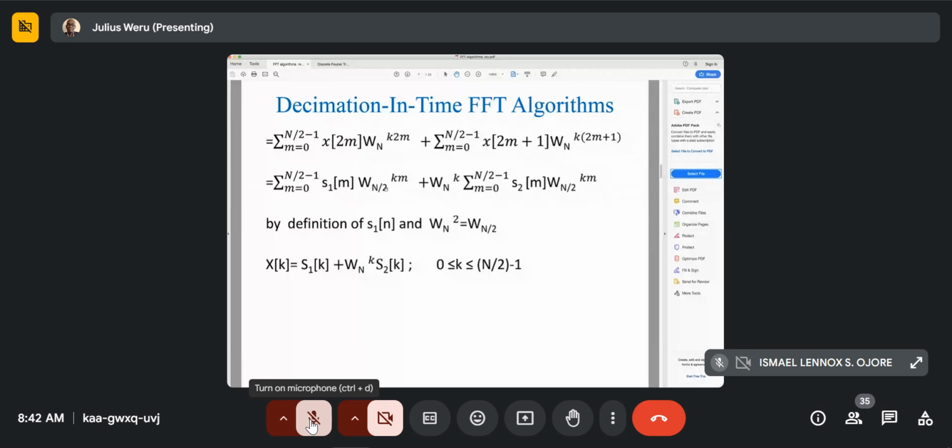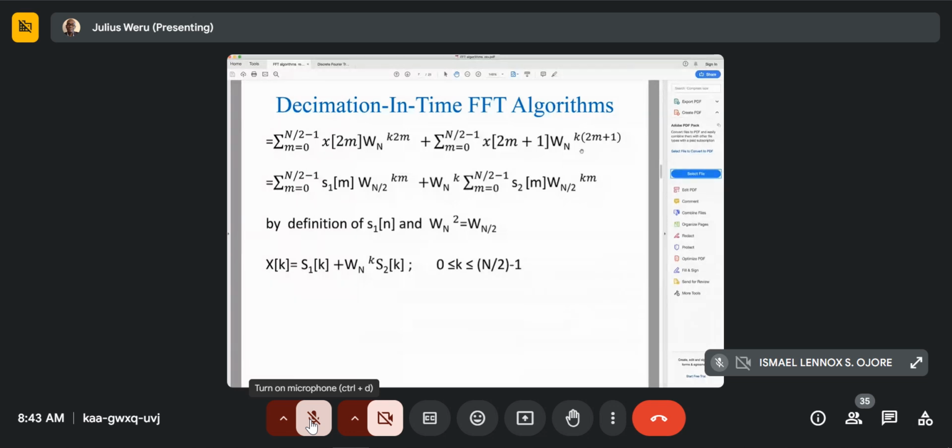What we are doing is, from here, we are simply removing these 2. So this becomes Wn squared times Wn to the power of km. So that Wn squared becomes Wn over 2. That's what we're doing. And the same case here.